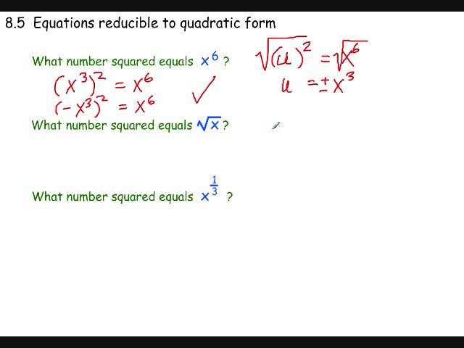What number squared will equal this? Well, we're going to try the same technique again. We'll say some number, which we do not know, squared equals the square root of x. Now, what would we do to figure out what this is? We've got to solve for u. How do we do that? Well, we're going to have to take the square root of both sides. Now, that looks wicked awful. I don't like that. Well, this side looks fine. No problem with that. But over here, what do I end up with?